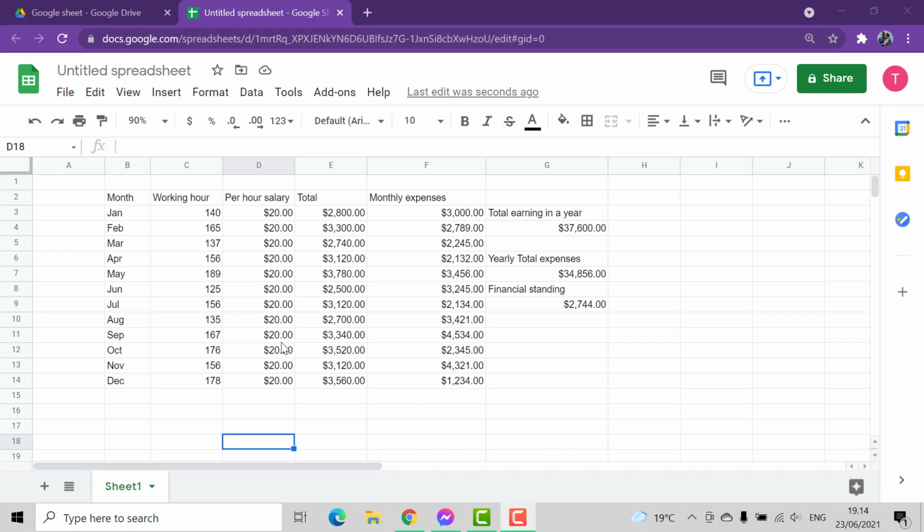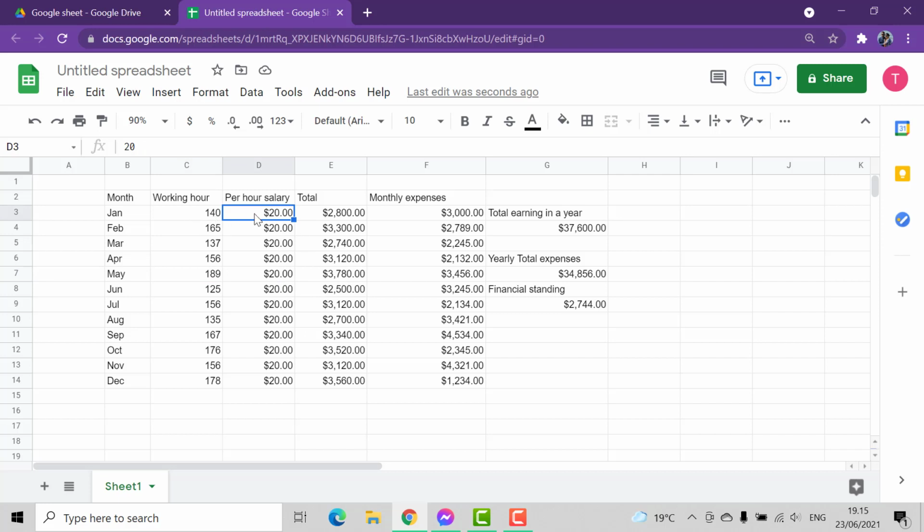account. So let's say you have a per hour salary of $20 and you have a varied amount of work. In January, you have 140 hours of work, February 165. Somehow it has already been assigned in your working schedule. Now, in March, 137. So these are the numbers. And in May, you have the highest amount of working hours, 189. But your per hour salary is always fixed, 20.